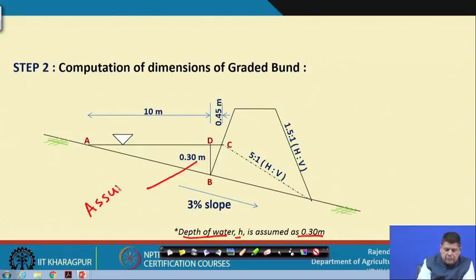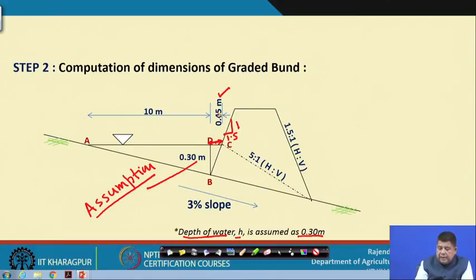Instead of calculating the value, we are starting with an assumption, which we can always do. Once we assume this as 0.3, this slope we already know is 1.5:1. So, that means if this is 0.3, this is H, this distance is 1.5 H or 1.5 times 0.3, that is how we are getting 0.45 meters, and this is 3% slope. So, this is 3%, this is 0.3. Obviously, if we calculate, this will come out to be 10 meters. So, that is why AD is 10 meters and DC is 0.45 meters.